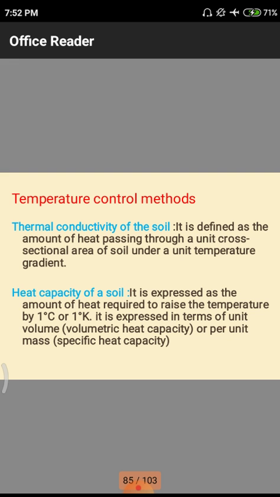Next one is the heat capacity of the soil. It is expressed as the amount of heat required to raise the temperature by 1 degree or 1 Kelvin, expressed in terms of unit volume per unit mass. Unit volume means simply 1 meter cube or 1 centimeter cube. So how much heat is required to raise the temperature of a 1 meter cube volume of soil? Those things we have to observe by trial and error methods and some practical approaches.